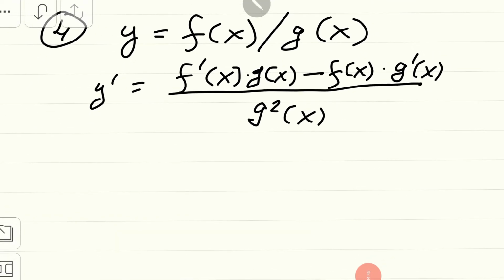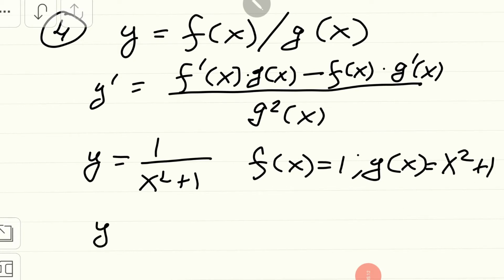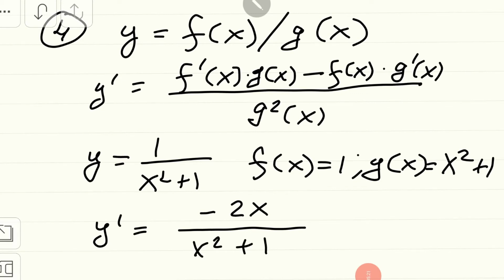So we can write some examples. If y equal 1 divided by x squared plus 1, let's make the assumption f will equal 1 and g will equal x squared plus 1. And the derivative y prime will equal, let's draw the fraction line first, and then the numerator will be minus 2x, and the denominator will equal x squared plus 1, and everything is squared.